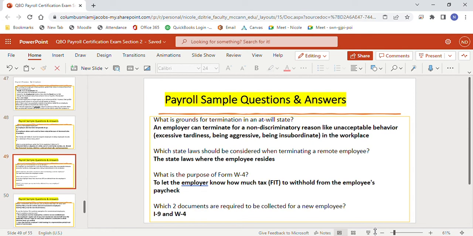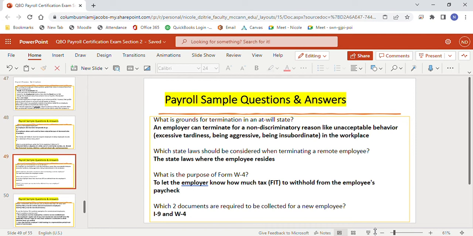Fourth question, what is grounds for termination in an at-will state? An employer can terminate for a non-discriminatory reason, like unacceptable behavior. So let's say excessive tardiness, or being aggressive, or being insubordinate in the workplace. Those are examples of being able to get terminated in an at-will state. Which state laws should be considered when terminating a remote employee? The state laws where the employee resides.